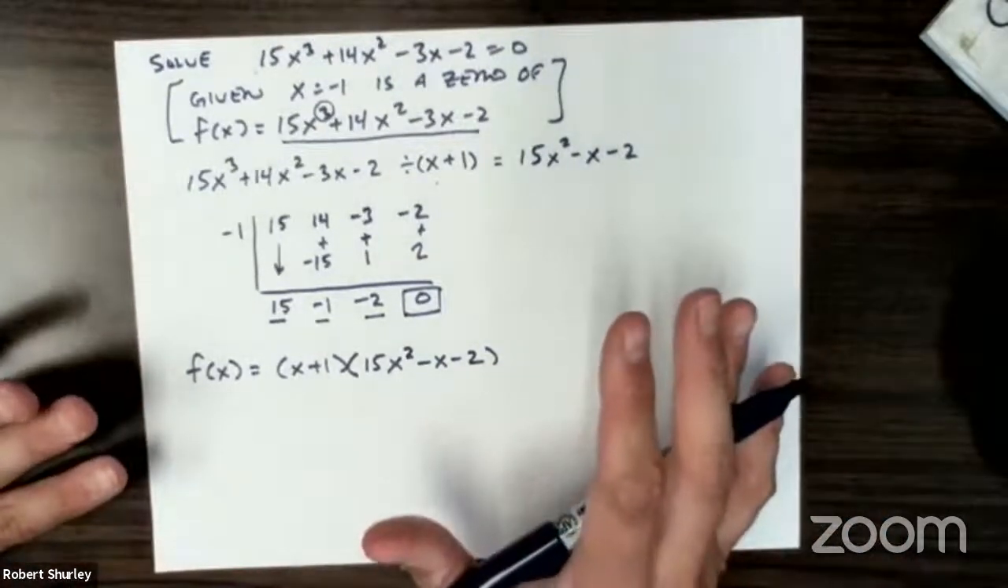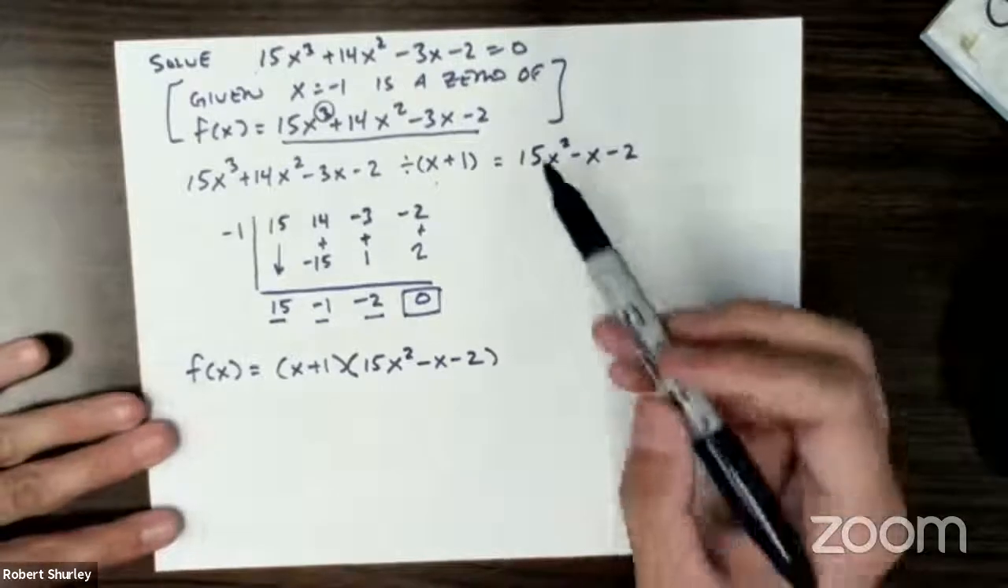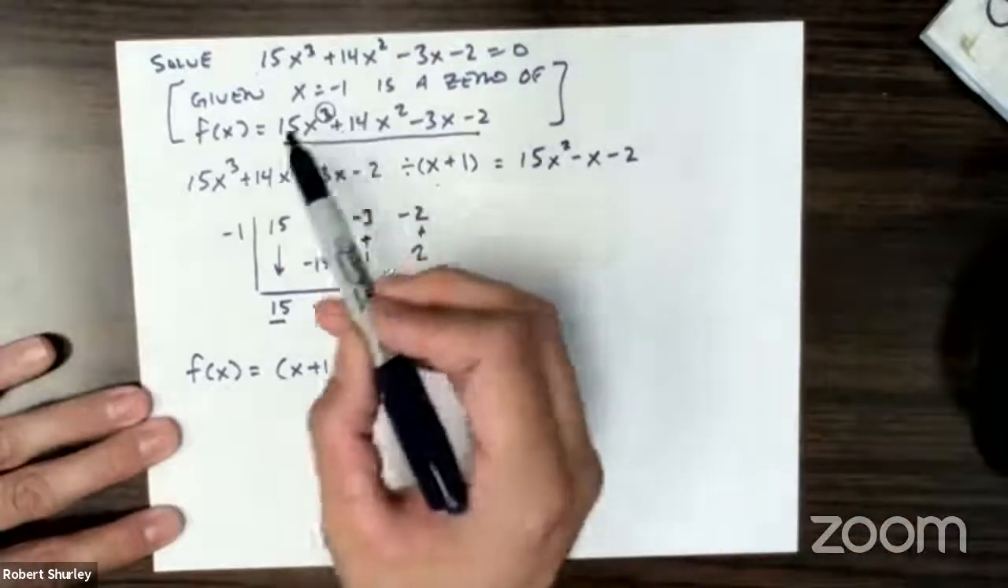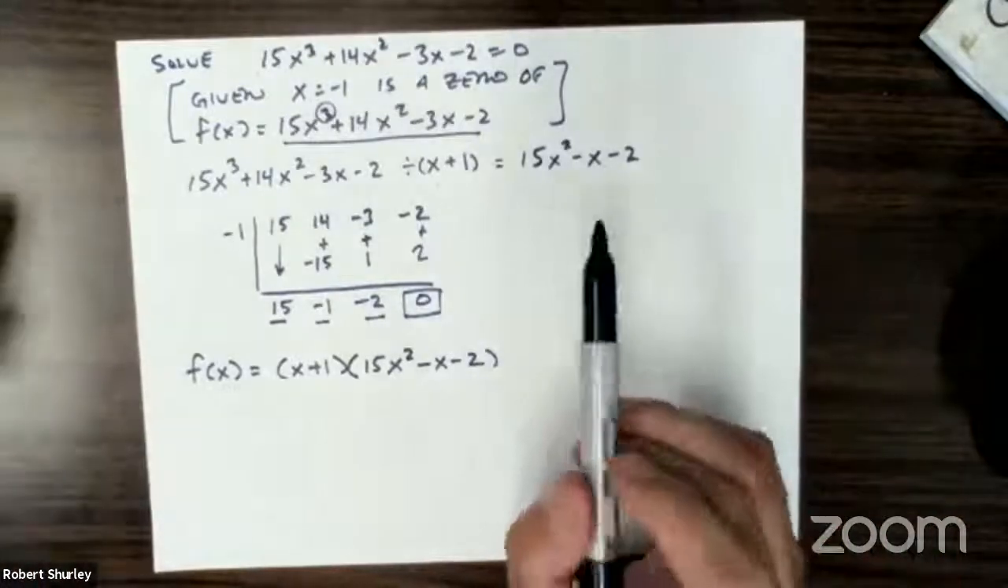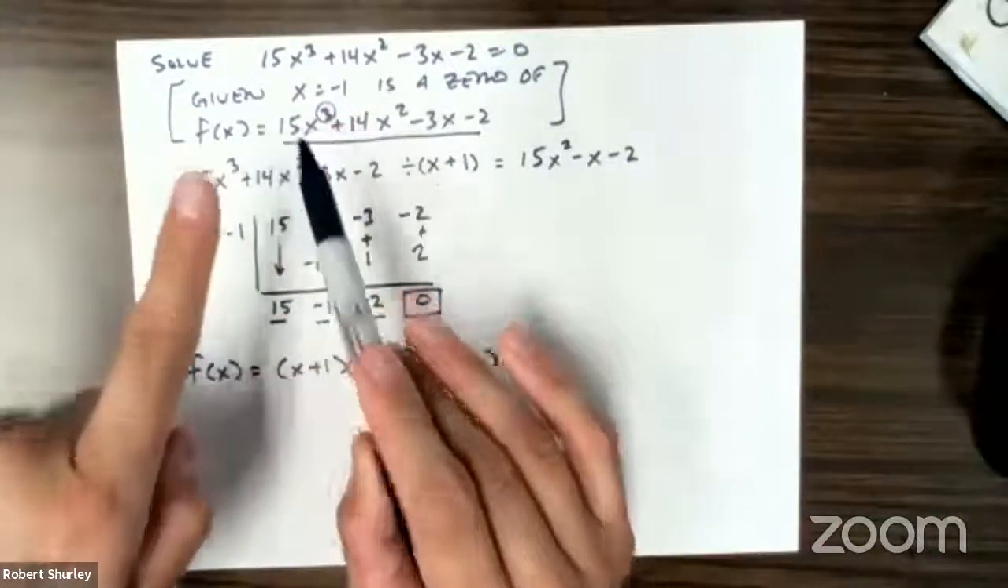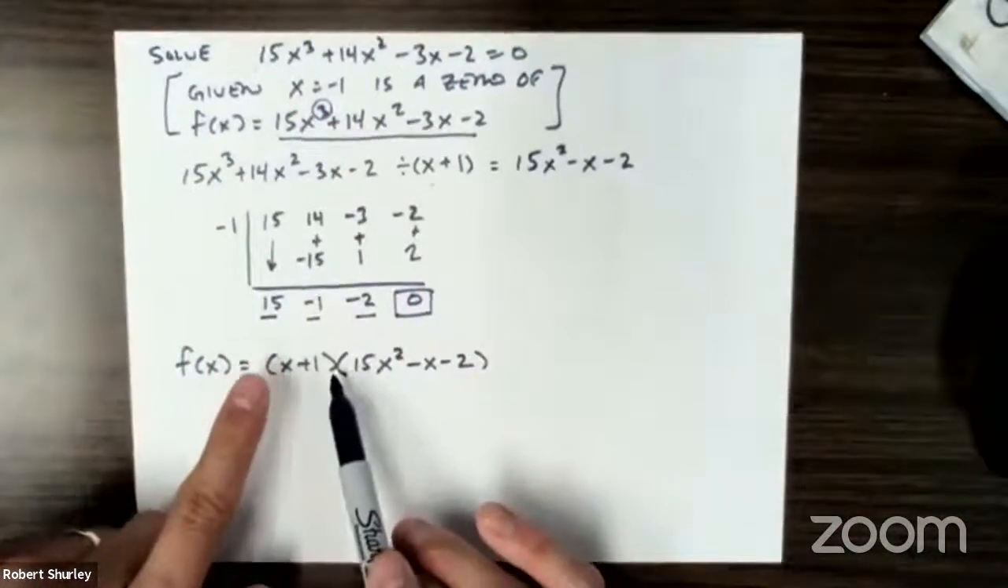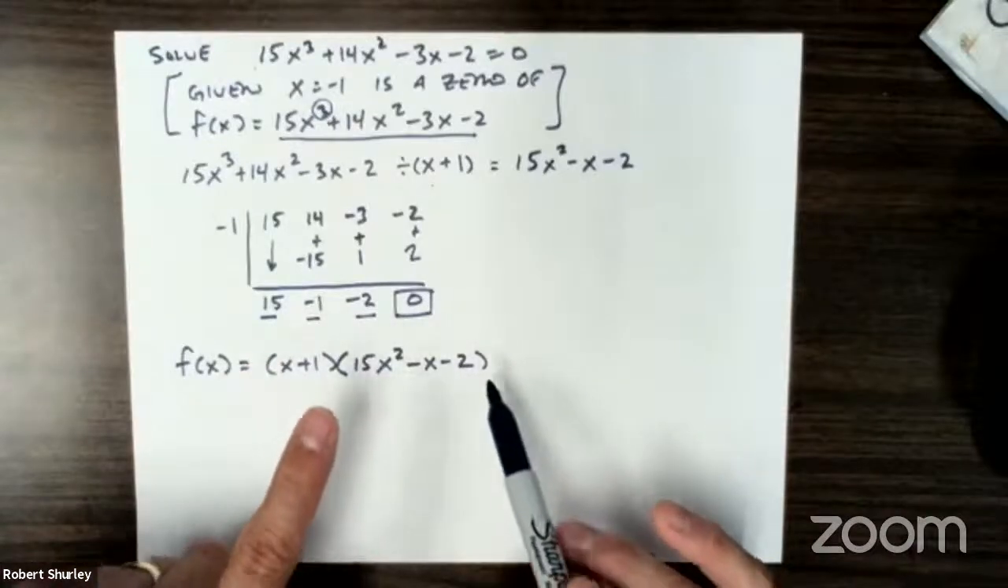Questions about this? So look, we found that this third degree polynomial, we've actually factored it, right? Remember I told you what we're going to do is we're going to pop out a factor, x plus 1, and we're going to be left with a second degree polynomial.